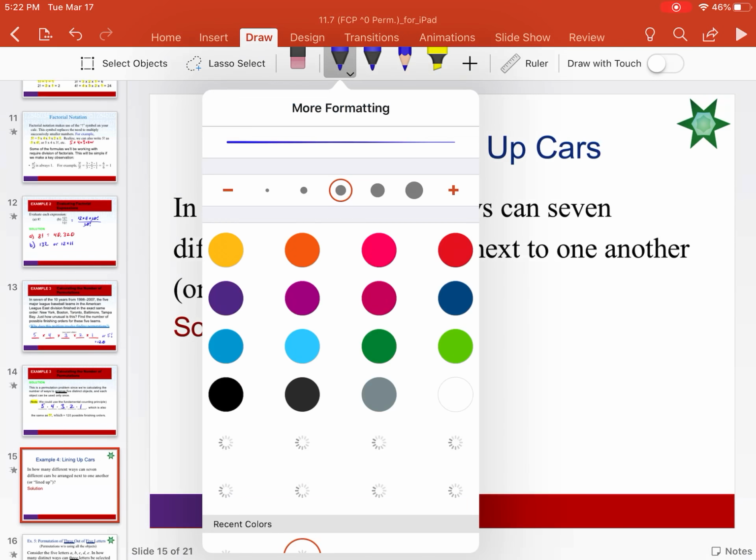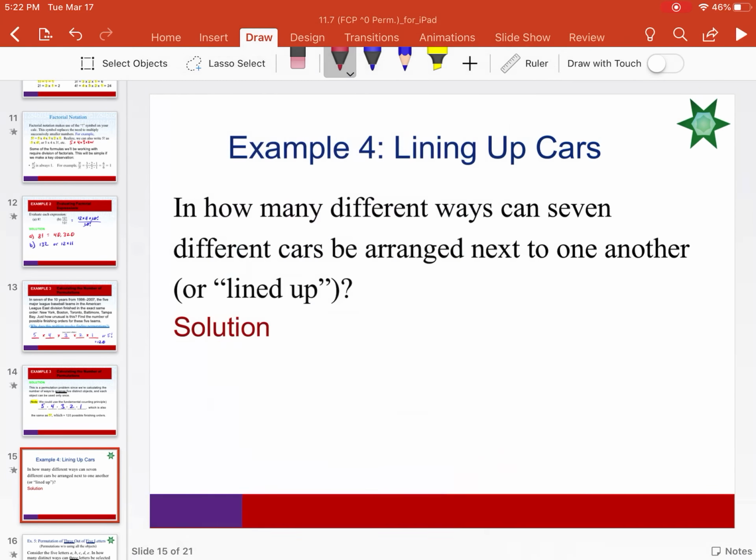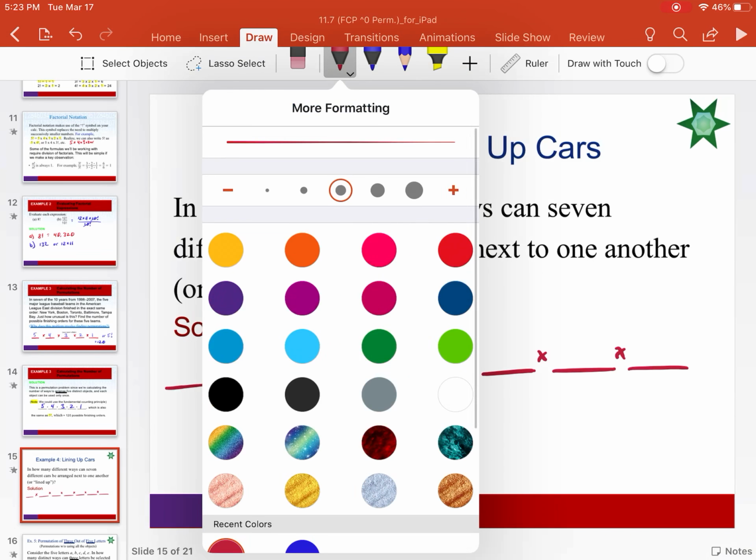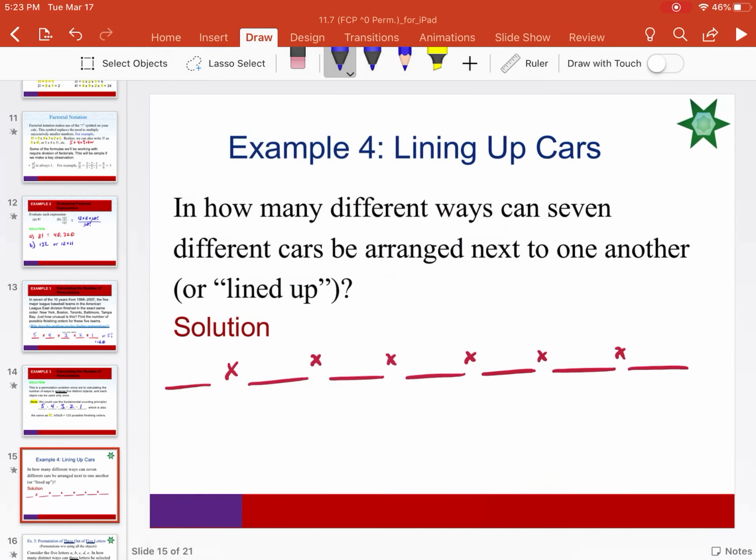Okay, so coming back, you should have had 7 spots lined up for your cars. Now, this is using which property? This is the fundamental counting principle, right? You're using all 7 cars, and the numbers are decreasing by 1. So this is a special arrangement, right? This is actually a permutation. So you could have figured it out this way.